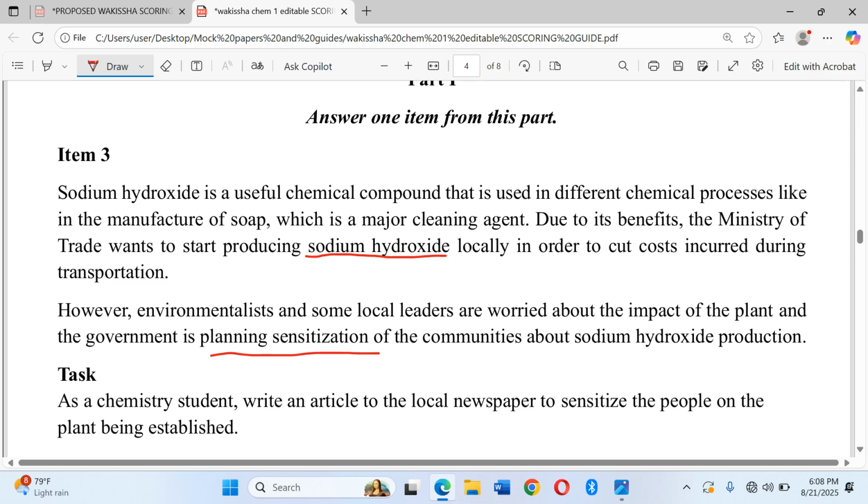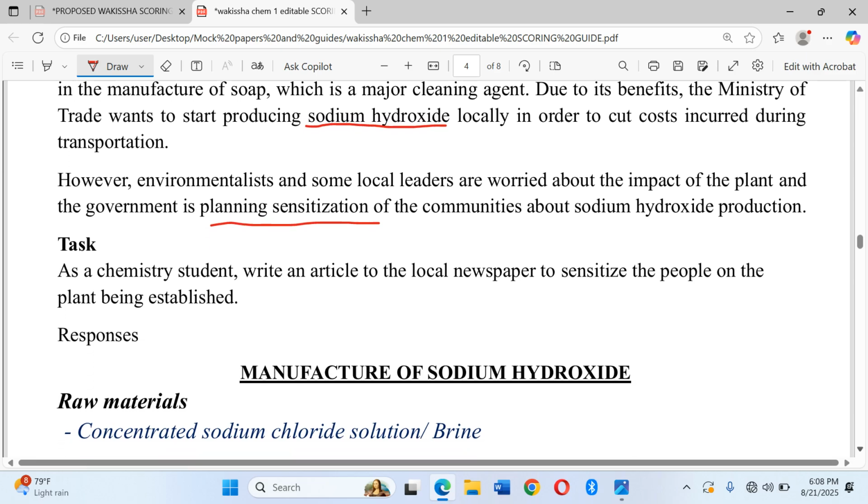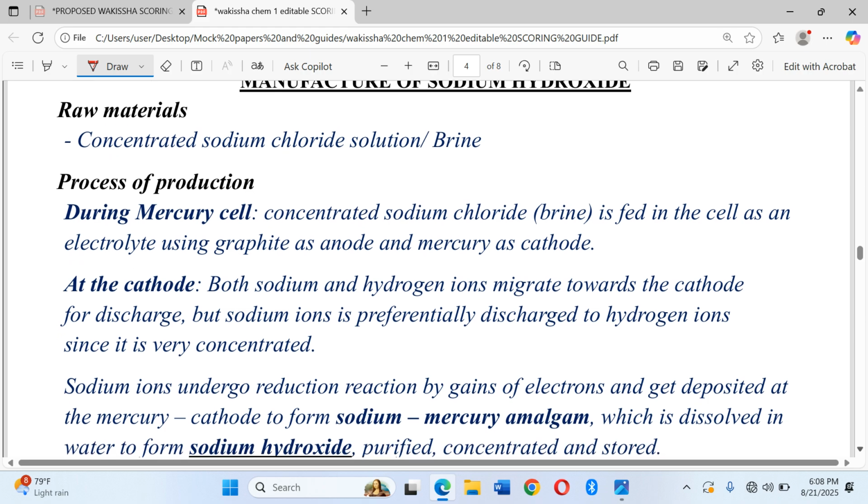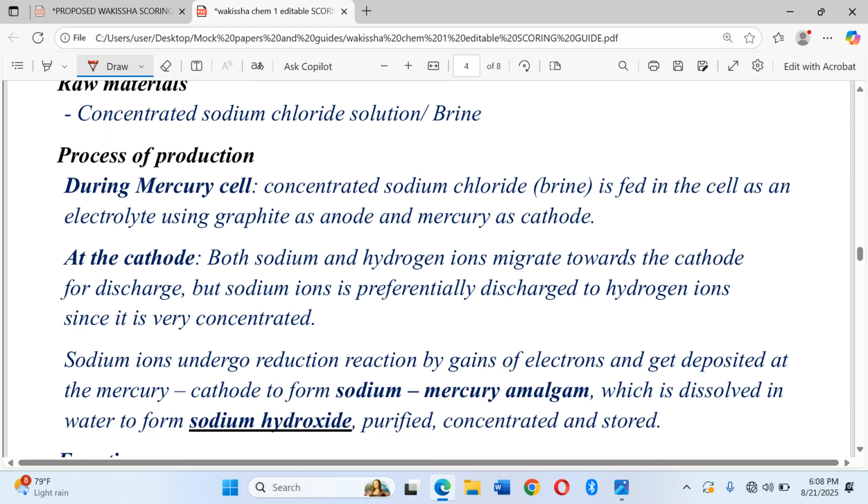So we are going directly to our response as we look at the manufacture of sodium hydroxide. So our raw material, we have concentrated sodium chloride solution, and we say that another name to mean concentrated sodium chloride solution, we can also call it brine. So whoever puts brine or you put concentrated sodium chloride solution, it will still be correct.